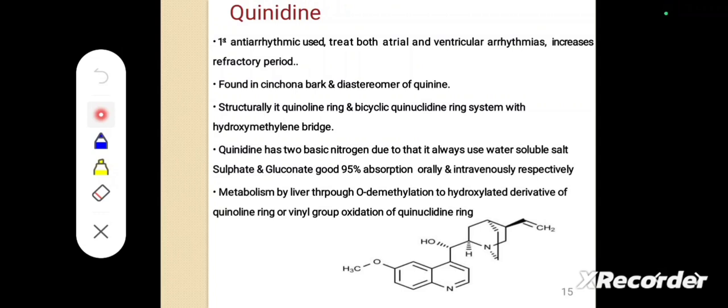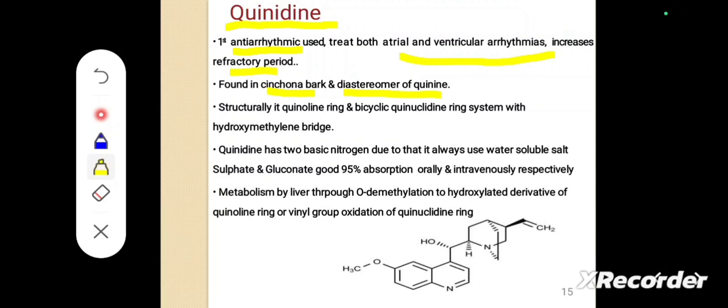So the first drug is quinidine. Quinidine is the first antiarrhythmic agent used to treat both atrial and ventricular arrhythmia, and it increases the refractory period. So firstly it is used as an antiarrhythmic agent. Quinidine is found in cinchona bark, and it is the diastereomer of quinine. Quinine is the anti-malarial, and the diastereomer of quinine is quinidine.